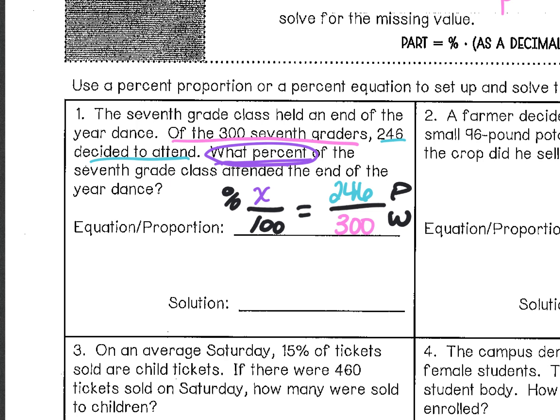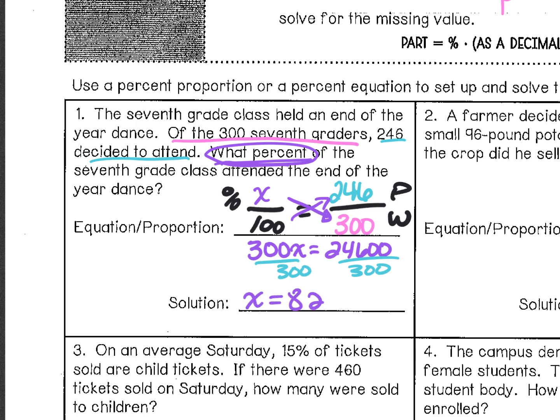Now we're going to cross multiply this. So we're going to go X times 300, so 300X equals, this is what we did our last unit, 100 times 246 is 24,600. Okay. Then we're going to divide. We divide by what's in front of X. Okay. And X is equal to 82, and it becomes 82 because we're looking for percent here. It's 82%. You must have the percent sign with that. Okay, now let's keep going.